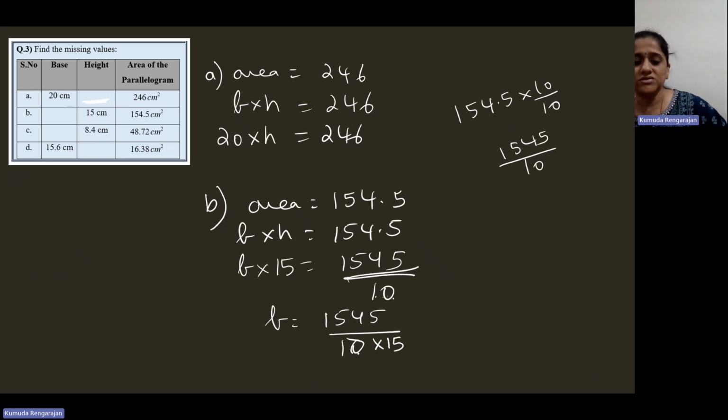Here what you should do, don't disturb the 10. Cancel only this and this. Supposing you get some 103 by 10, so it's 10.3. Don't disturb the 10, 100, 1000 in the denominator. Cancel the remaining numbers. Then it's easy, you don't need to divide by 10 or 100. Just place a decimal point.